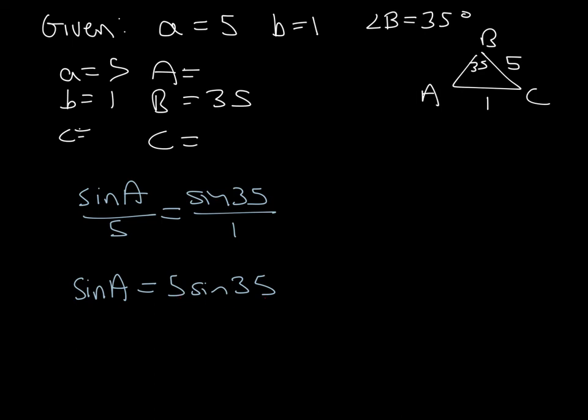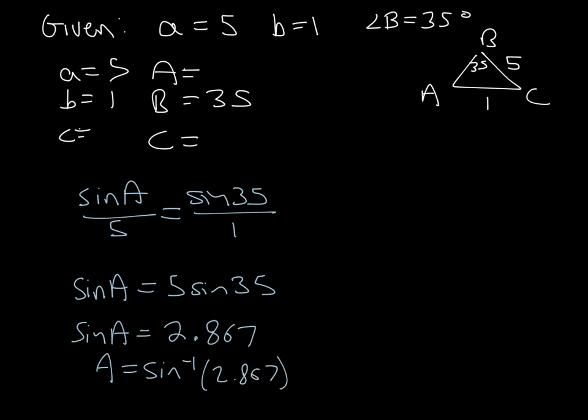Well, when I do 5 sine 35 on the calculator to get an estimation here, we see that sine A equals about 2.867. Well, that should ring alarm bells because sine is never bigger than 1 or smaller than -1. In fact, if we did the inverse to try to find it, sine inverse of 2.867, you'd say, hey, that's a stupid question. It's out of the domain, so we say undefined.